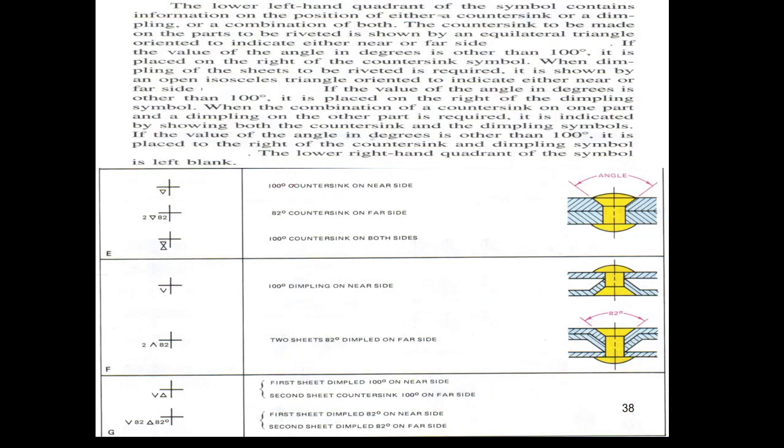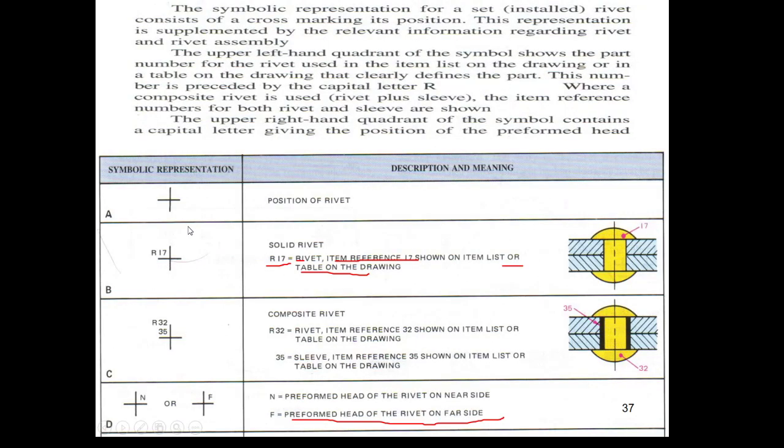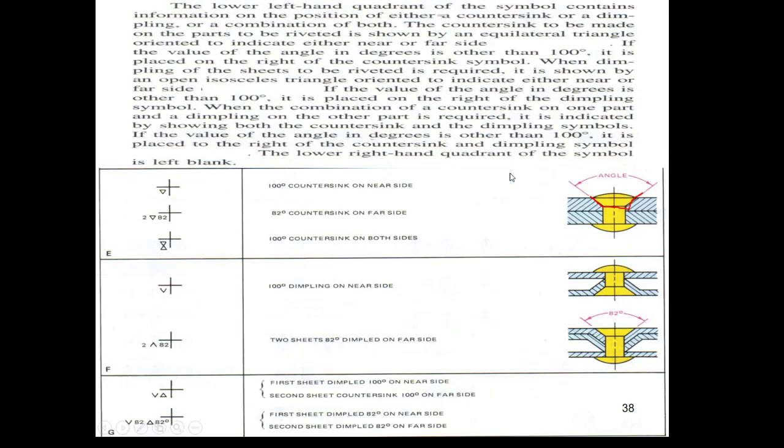This means 100 degree countersink head. Yes, this is a countersink head at the arrow side. Okay, and the other symbols. Shall you learn those symbols by heart? No, but have an idea. Whenever you see such a strange annotation, this means it is a rivet. Open this table and see what it is. Okay, now reach the last slide of this presentation and then the rest.